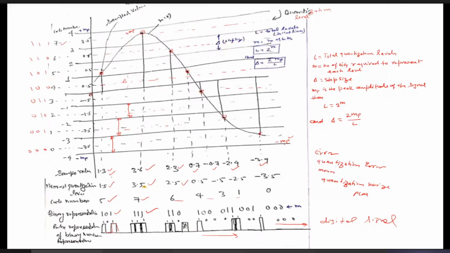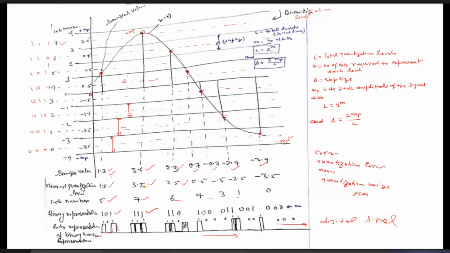Here I have mentioned some mathematical terms also. L is the total number of levels, that is, the dotted lines are treated as quantization levels, and M is the number of bits required to represent each level. Suppose we take 4 levels only to cover the entire dynamic range of this analog signal, then we need M equal to 2 only. But in that case, the step size delta will be more. If delta is more, then delta by 2 will be large.